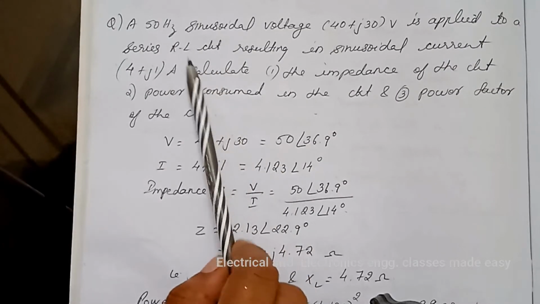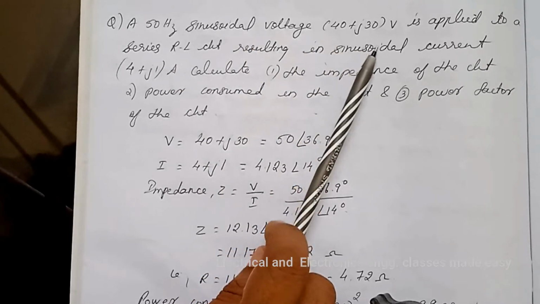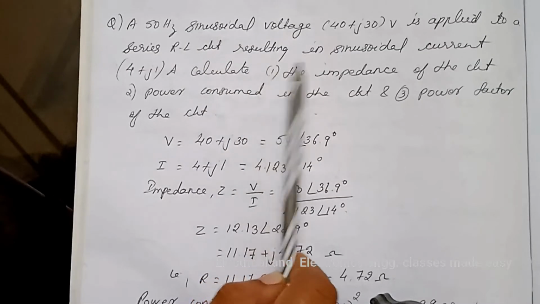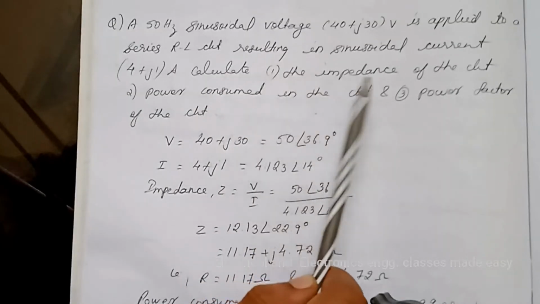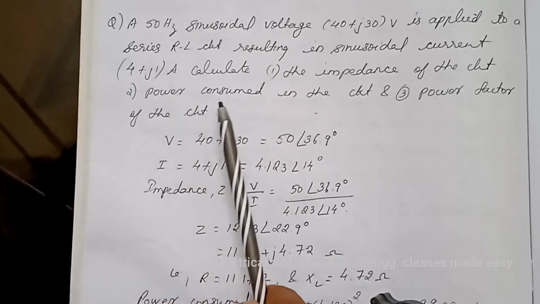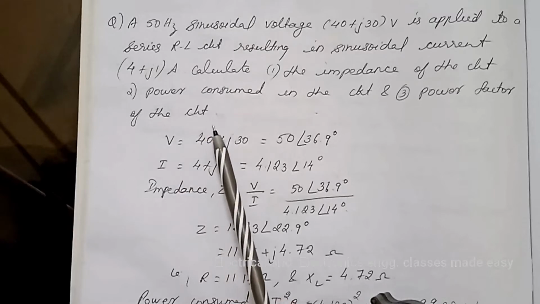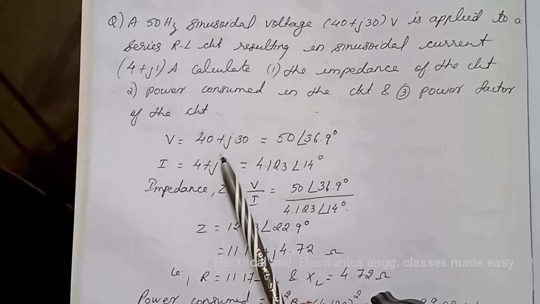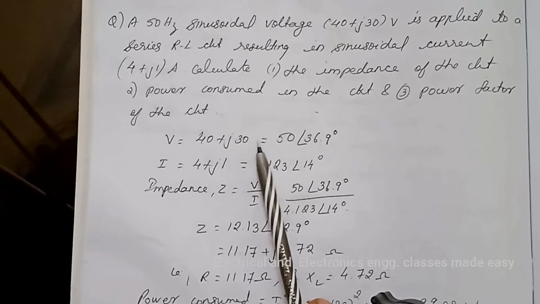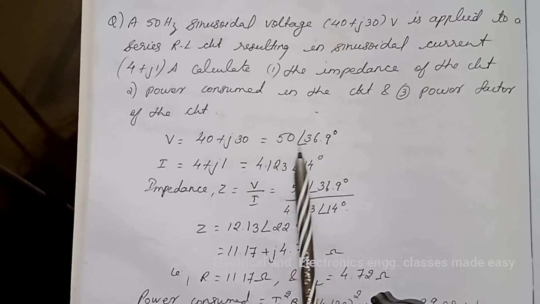Let us go through another problem. A 50 Hz sinusoidal voltage 40 plus j30 volt is applied to a series RL circuit resulting in sinusoidal current 4 plus j1 ampere. Calculate the impedance of the circuit, power consumed in the circuit, and the power factor of the circuit. Here the voltage given is 40 plus j30 volt, and that we have to convert to polar form using the calculator.